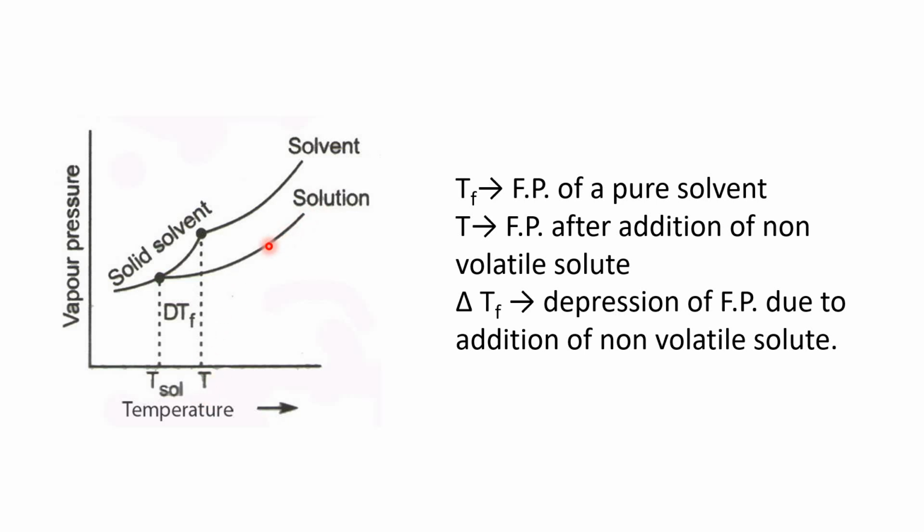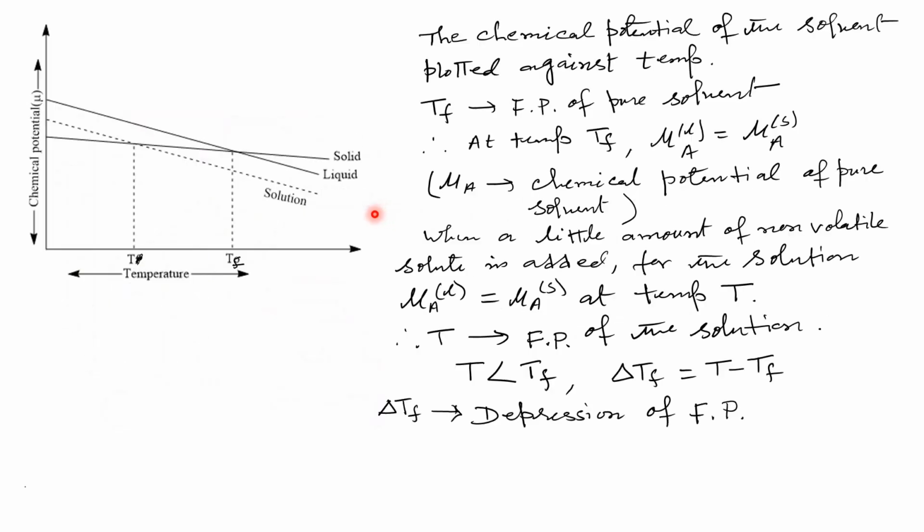But this solution curve, at this temperature, is not touching this equilibrium line. It is touching this equilibrium line, where the solid and liquid will be in equilibrium, at a lower temperature. Say this temperature is T. So TF is the freezing point of the pure solvent and T is the freezing point of the solution, that is after addition of non-volatile solute. And this difference of freezing points, T minus TF, that is delta TF, is the depression of freezing point due to addition of non-volatile solute.